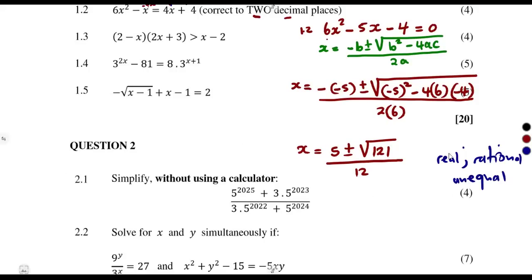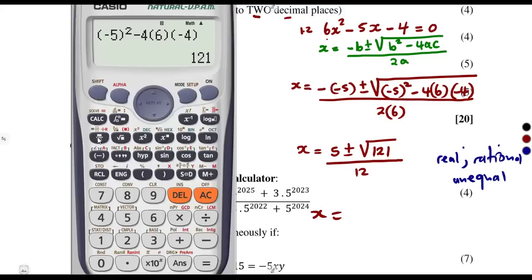From our nature of roots. I'm just explaining for you guys to understand, because we make that as an introduction. But anyways, this was not part of your question. Just use your calculator. You'll see that our roots are going to follow exactly these 3 conditions: real, rational, and unequal. So let's simplify and see.